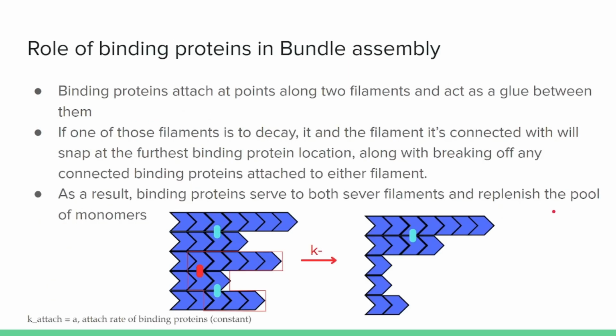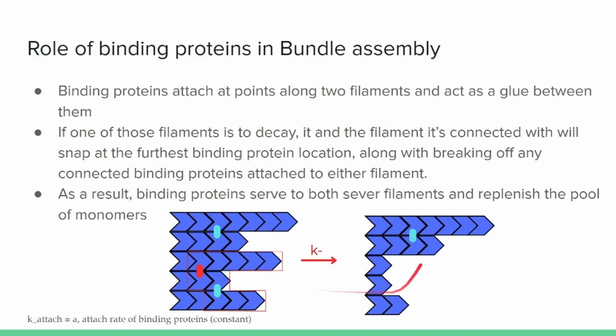Now, what do binding proteins play in bundle assembly? So binding proteins attach at a point along 2 filaments and act as a glue between those filaments. If one of those filaments is to decay, it and the filament it is connected with will snap at the furthest binding protein location, along with breaking off any connected binding proteins attached to either filament as a result. And therefore, binding proteins serve to both sever filaments and replenish the pool of available monomers.